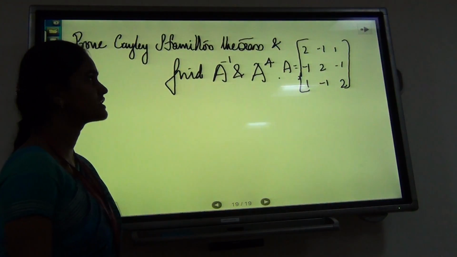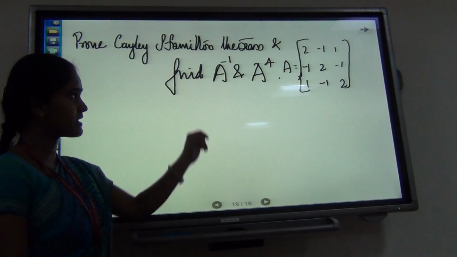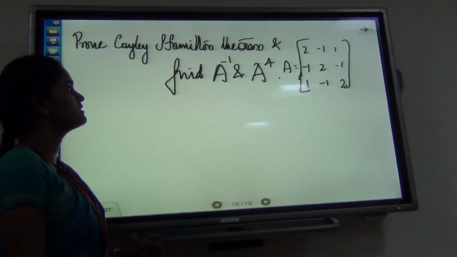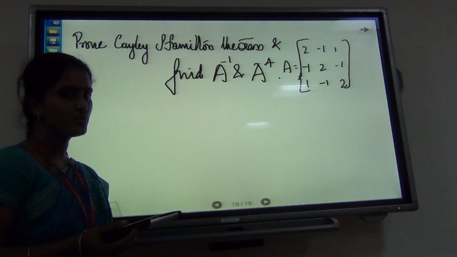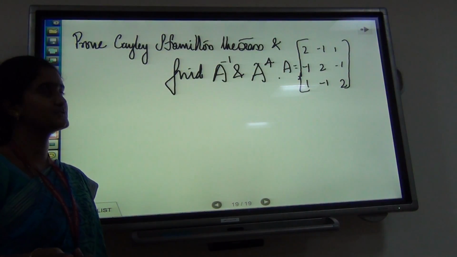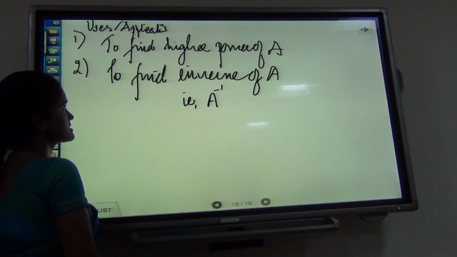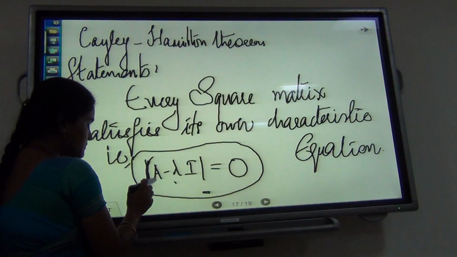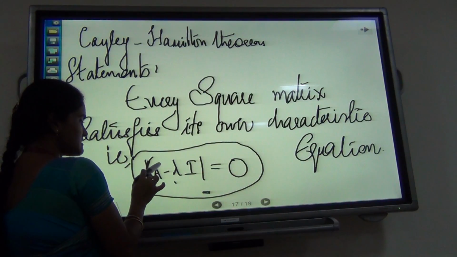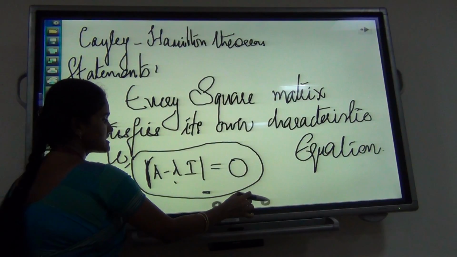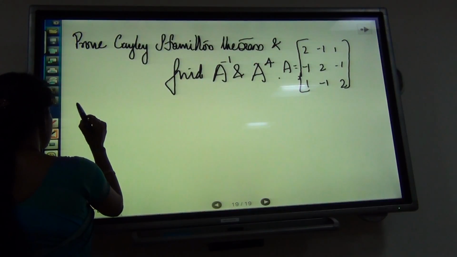So we are going to prove the Cayley-Hamilton theorem. We are going to check whether every square matrix satisfies its own characteristic equation, and we also find A inverse and A power 4. So in order to check whether the Cayley-Hamilton statement is true, we need to first find what the characteristic equation is. So what do we say? Determinant of A minus lambda I is equal to 0. So first we find the characteristic equation, and then we check whether it is satisfied by the matrix. Okay. What is the characteristic equation?